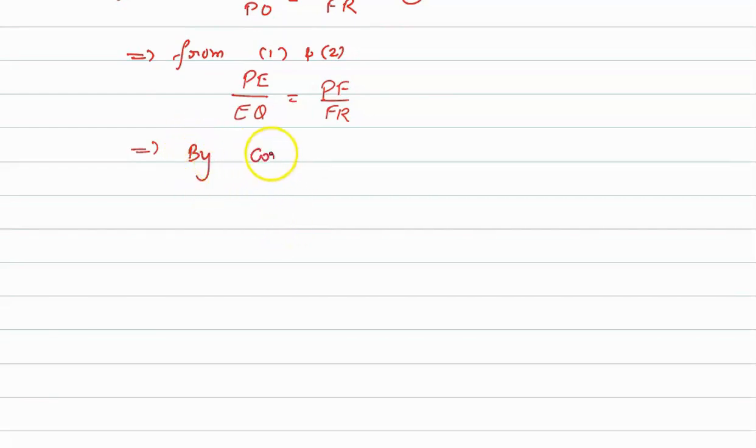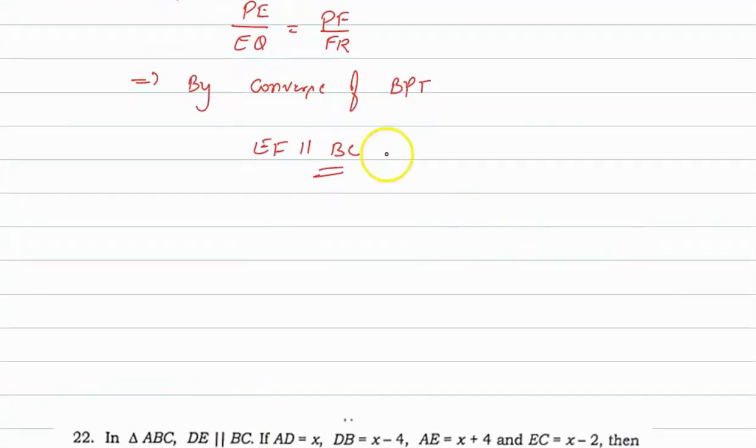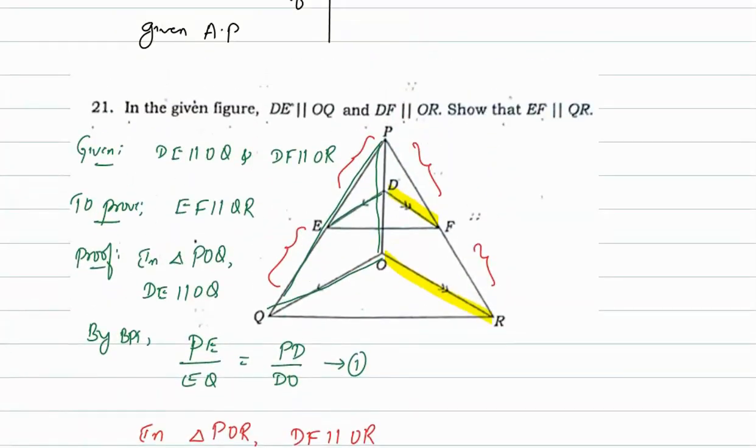By converse of BPT, that line should be parallel to the third side. Therefore I can say EF is parallel to QR, not BC, sorry. This completes the proof. Right, this is the solution for question number 21.